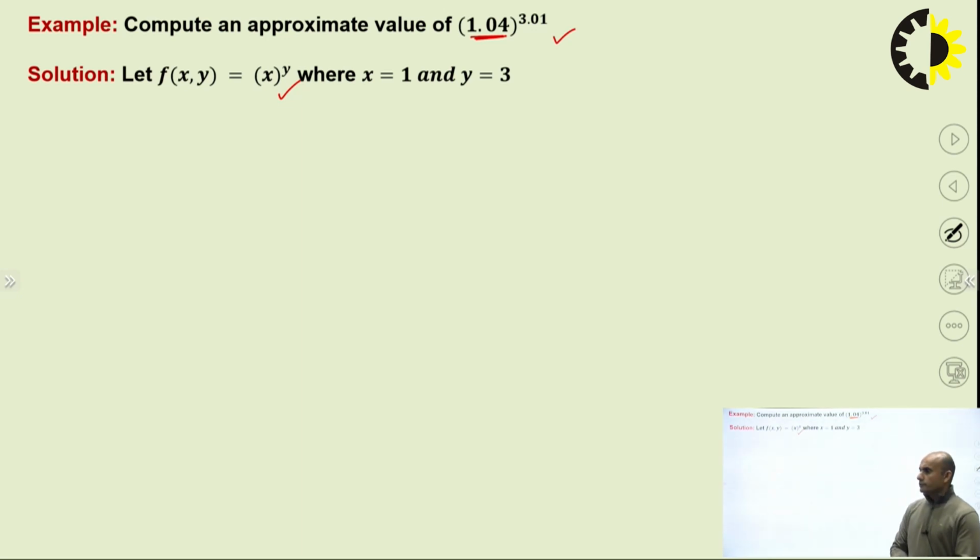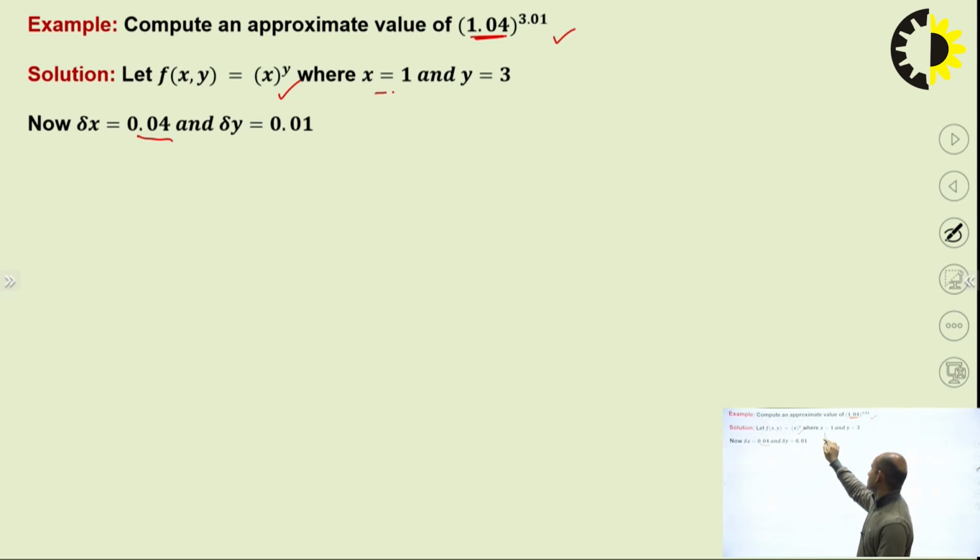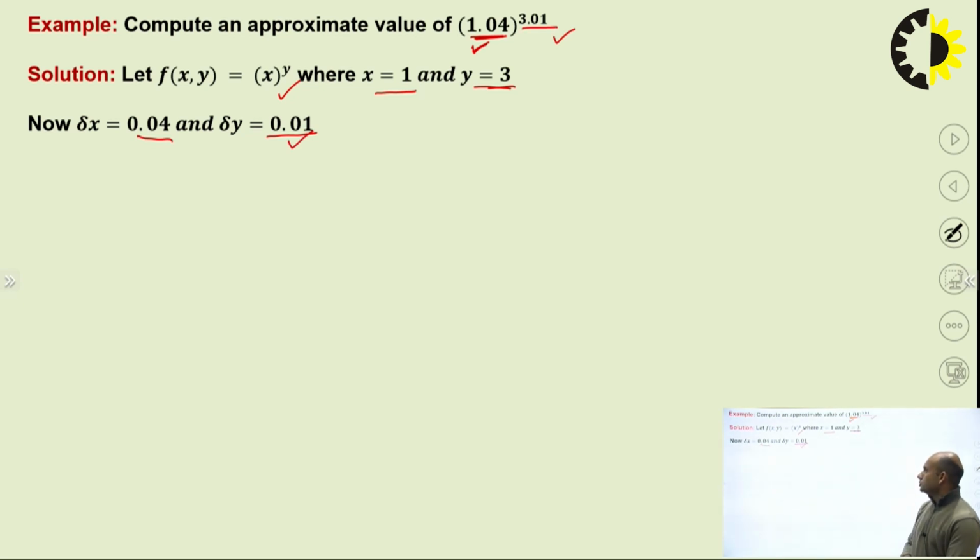Now we have to assume the values of delta x and delta y, and delta x will be 0.04, so that the sum of delta x and x should be this 1.04. And similarly, we have delta y, which is 0.01, and the sum of y, which is 3, and 0.01 should be 3.01. So we have considered a function f(x,y), which is x to the power y, where x equals 1, y equals 3, and the absolute error in the value of x will be 0.04, and in the value of y will be 0.01 here.